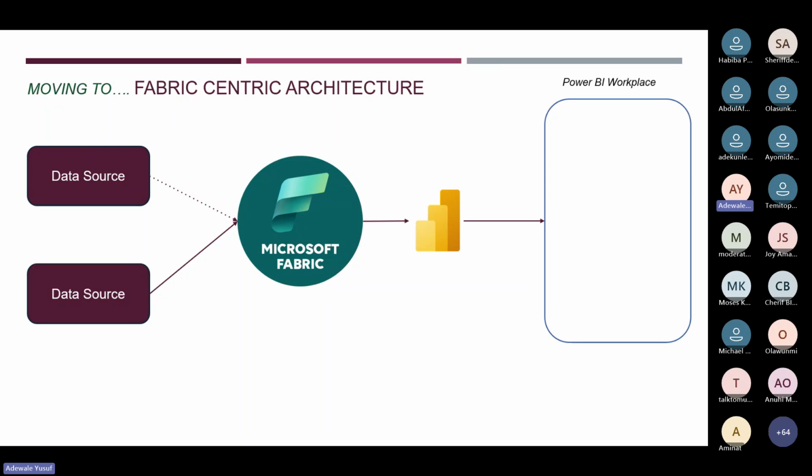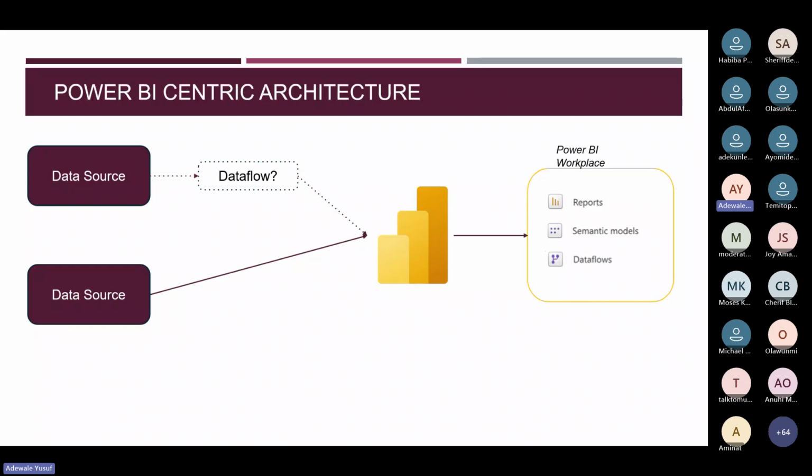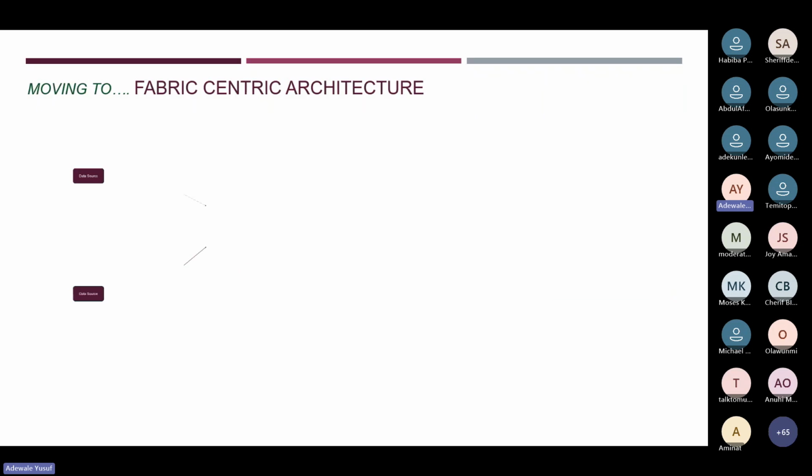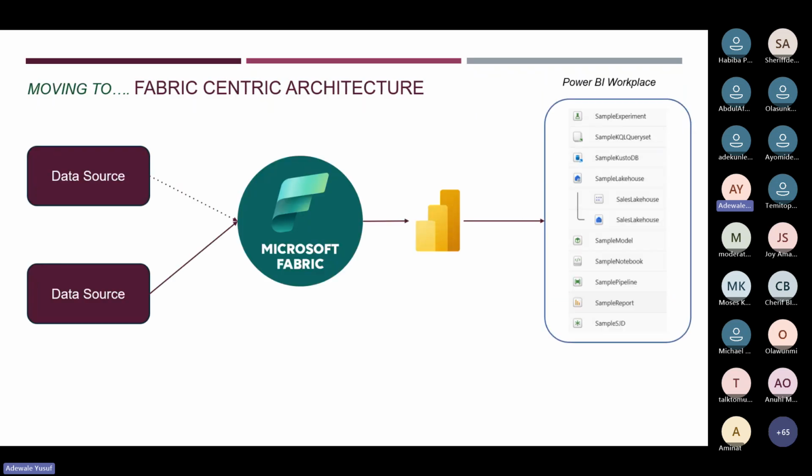If you look at the previous architecture that I showed, the Power BI architecture only has these three: reports, semantic model, and dataflow. But now Fabric has more than that. Fabric has experiment, KQL, Kusto, lakehouse, model, notebook, pipeline, reports, and even more, right? And even more. So that is telling you that Microsoft Fabric has a lot of workloads.